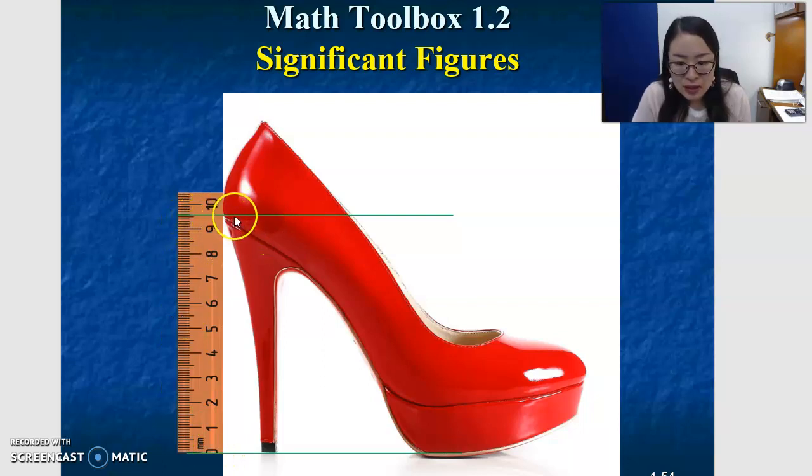If I go with the green line, it's already past 9 centimeter. It's already past 9 centimeter, and since here is not very clear, I can't see the exact location where the green line is located. So I will just zoom in on this part.